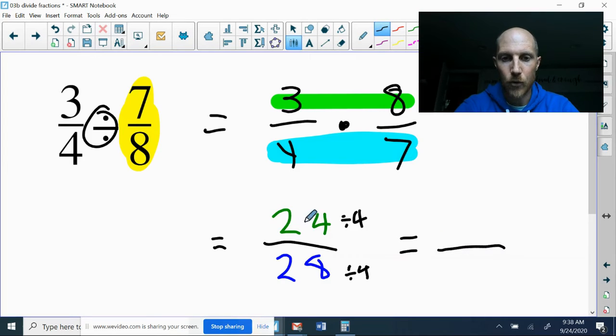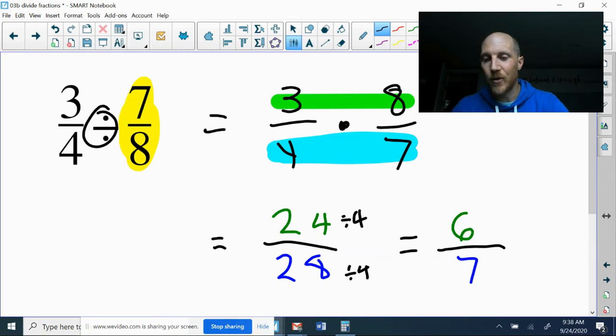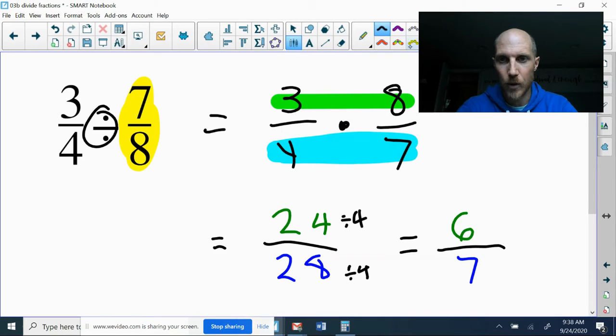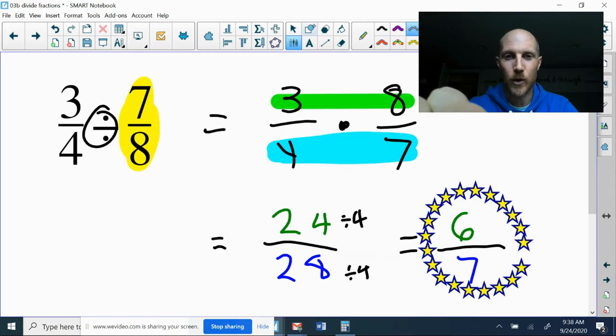There it is. All right, so 24 divided by 4, let's get our new top number. That's going to be 6. And on the bottom, 28 divided by 4, that's going to be 7. Okay, 6 and 7, I cannot reduce anymore. I know that for a fact because 7 is a prime number, meaning the only things that multiply into 7 are 1 and 7. So I cannot reduce this fraction anymore. All right, so we're going to circle this one with stars. Yay, star. Nice work. Okay, let's take a look at one more example.